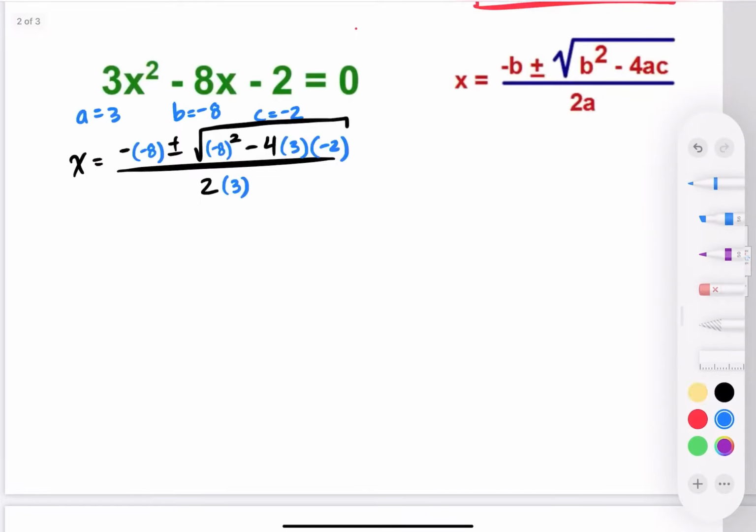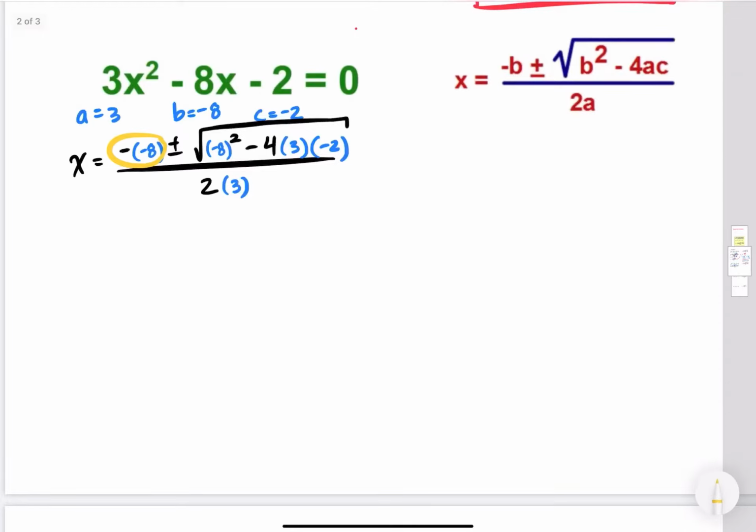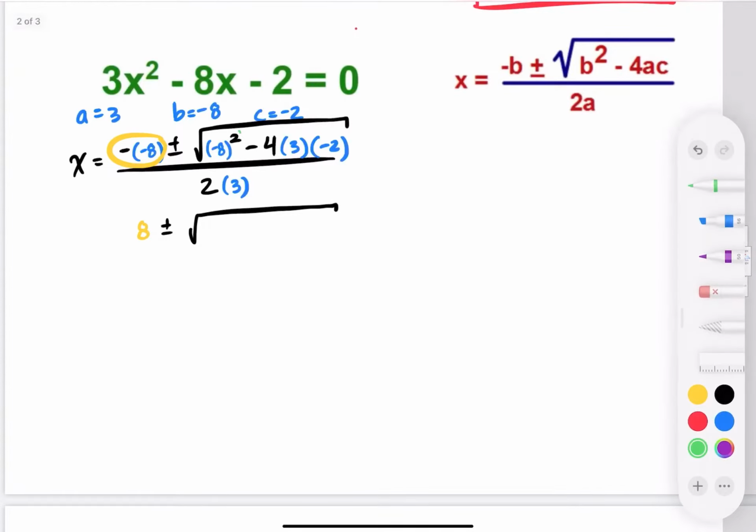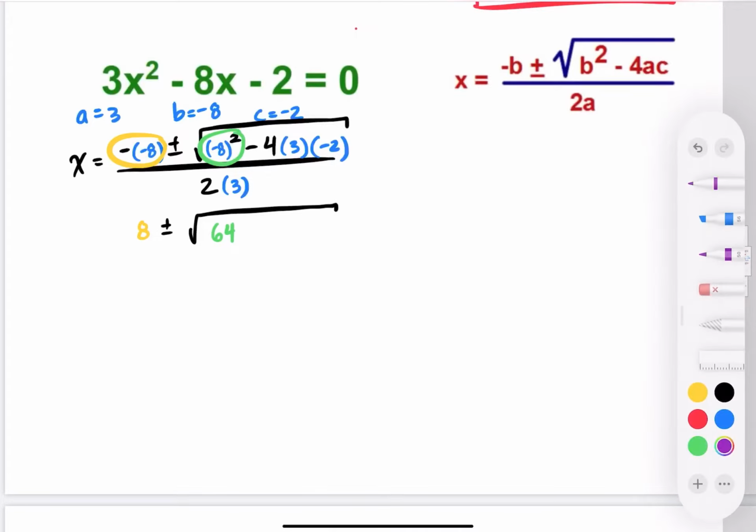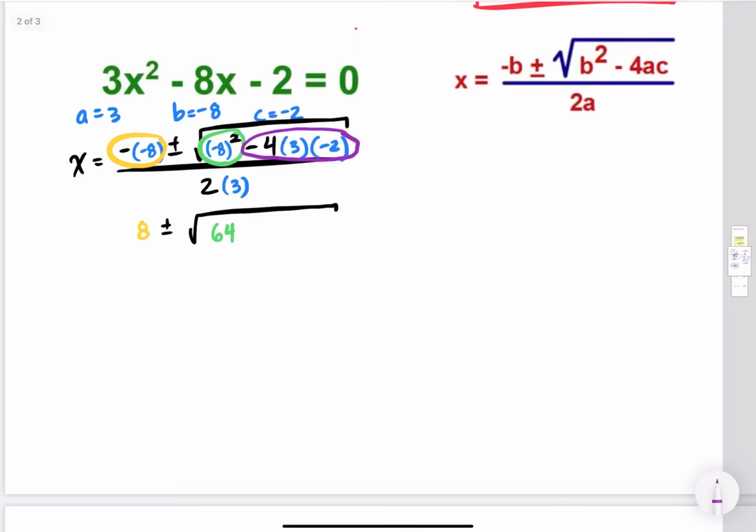I'll start off with that negative 8. And again, a negative and a negative is a positive, so that's going to give me positive 8. And then I have my plus or minus, a square root, and now I'm going to do that negative 8 squared. Well, negative 8 squared means negative 8 times negative 8, and a negative times a negative is a positive, so that's going to give me positive 64. And then we're going to multiply negative 4 times 3 times negative 2, and well, negative 4 times 3 is negative 12. Negative 12 times negative 2 is going to give me positive 24, so I'm going to write down plus 24 to show it's a positive 24.